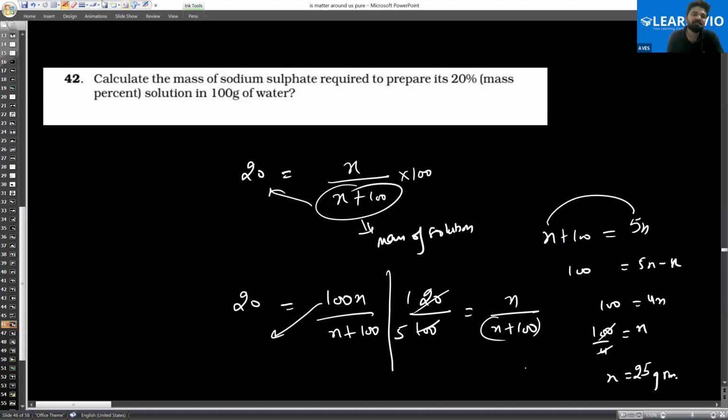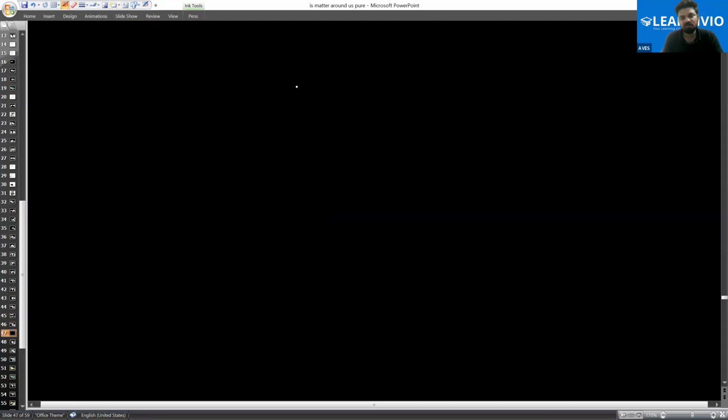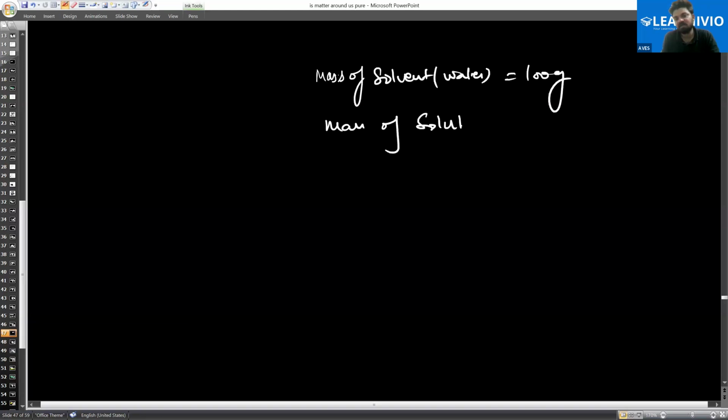So what it is saying: the mass by mass percentage is 20 and it is present in 100 gram of water. It is not solution, it is 100 gram of water. So the mass of solvent, which is water, is 100 gram. And the mass of solute is being asked. So you write X.